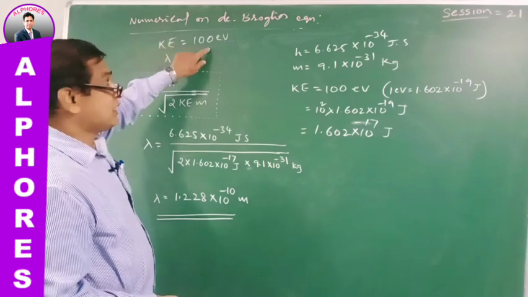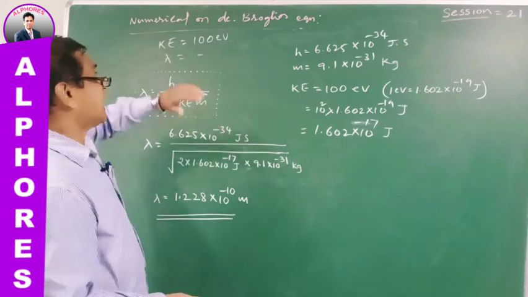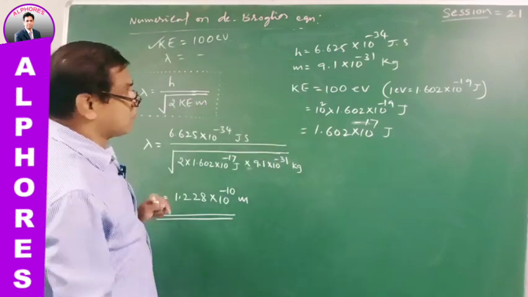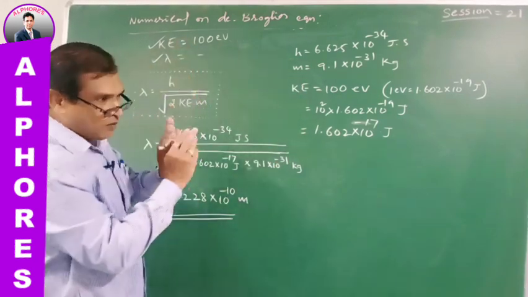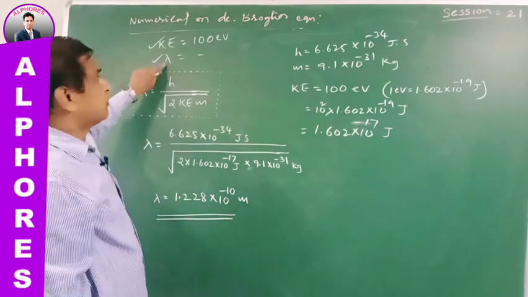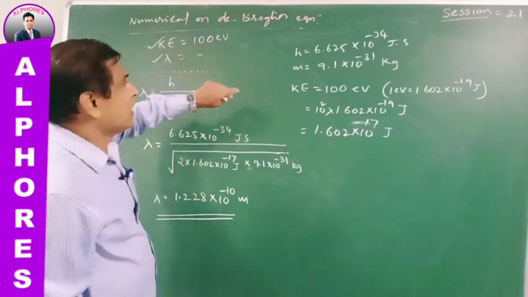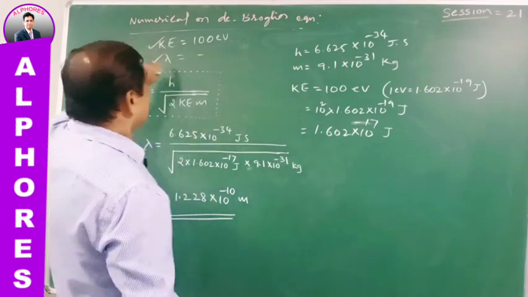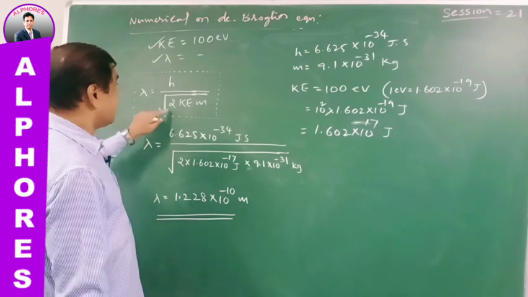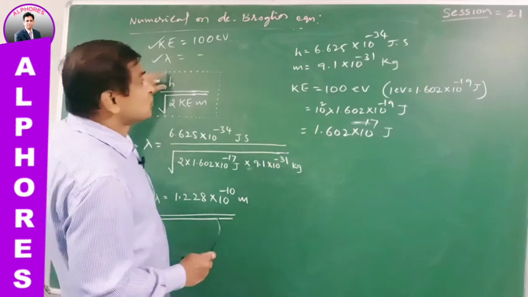Calculate the de Broglie wavelength of the electron having kinetic energy 100 electron volts. The kinetic energy of the electron is given, that is 100 electron volts, and we have to calculate the de Broglie wavelength. So the basic equation from de Broglie is lambda equal to h divided by the square root of KE into m. The data available: h is Planck's constant.